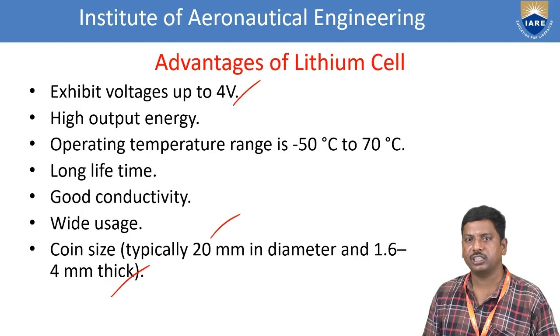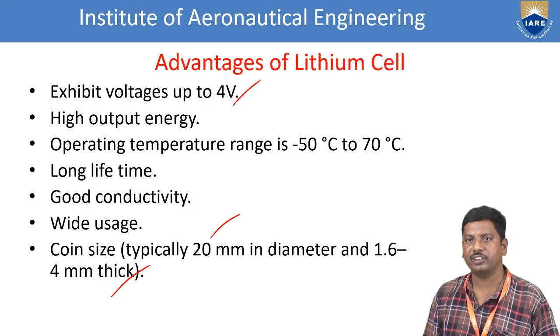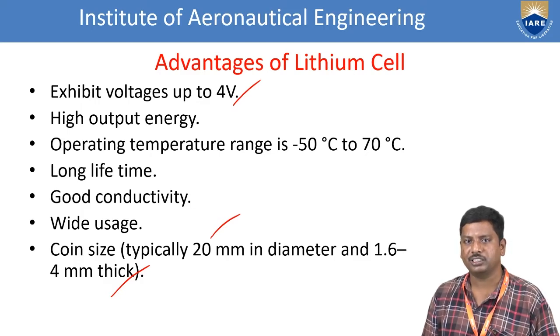That means it produces a high conductivity, and conductivity is nothing but the reciprocal of the resistance. That means the mobility of the ions will be very high in the case of lithium cells because of these properties. That means voltage is high, output energy is very high, and the operating temperature has a very wide range between -50 to 70 degrees centigrade. This will be useful for both domestic purposes and industrial purposes.